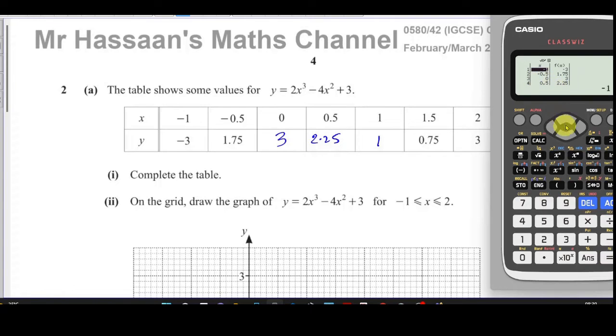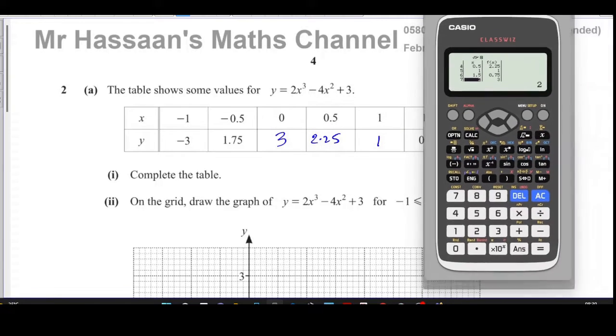You can see that this table starts from -1. You've got -1, -3, -0.5, 1.75. You can see that we're correct. 0, 3, 0.5, 2.25 we saw, and we got here 1, 1. And 1.5, 0.75, and 2, 3. So we can see all the other values are correct, and you can then just write down the values that you have. So there are 2 ways we can deal with filling out the table.